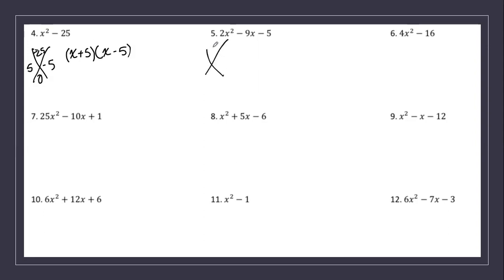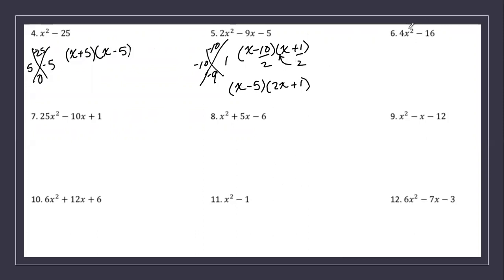For number 5, I have a times c is negative 10. And my b term is negative 9. And so I end up with negative 10 and positive 1 as my factors. I have x minus 10 times x plus 1. My leading coefficient is 2, so I do need to divide each constant term by 2. So here I have x minus 10 divided by 2 is minus 5. And here I slide my 2 out to the front. It gives me 2x plus 1.